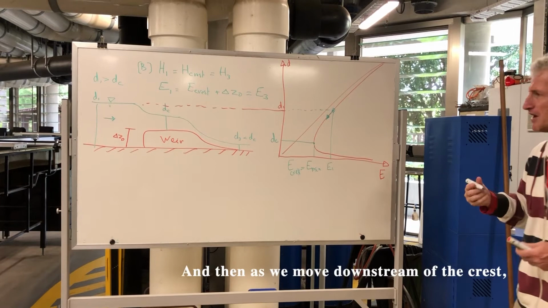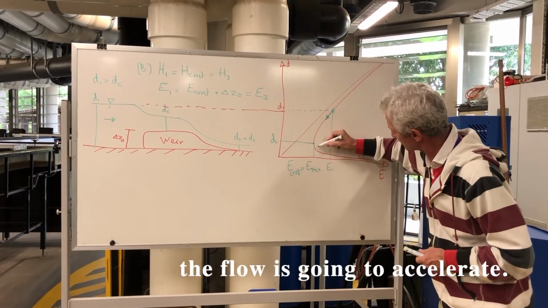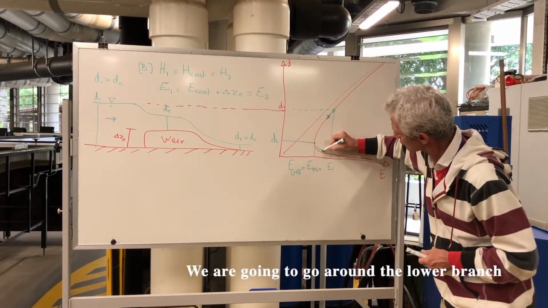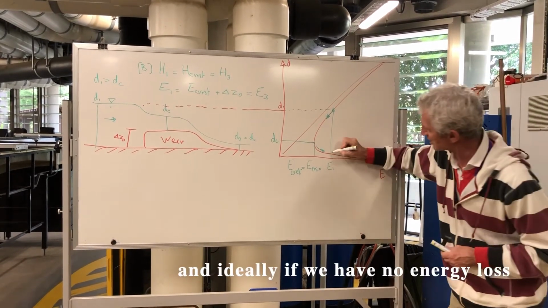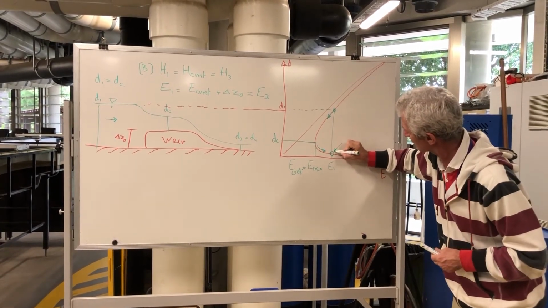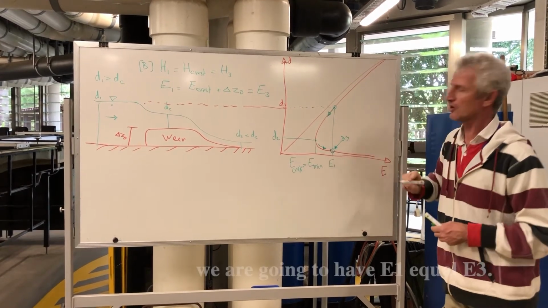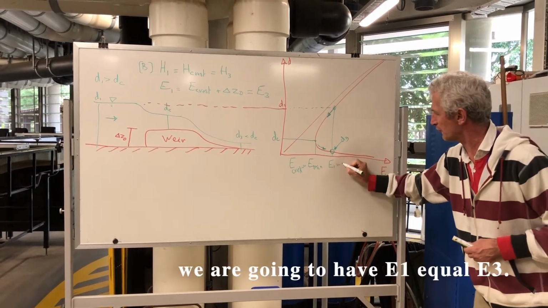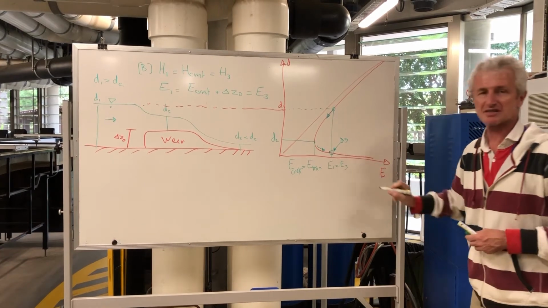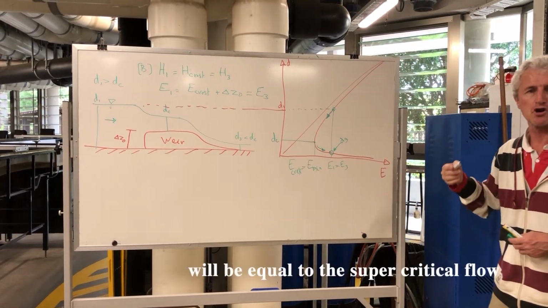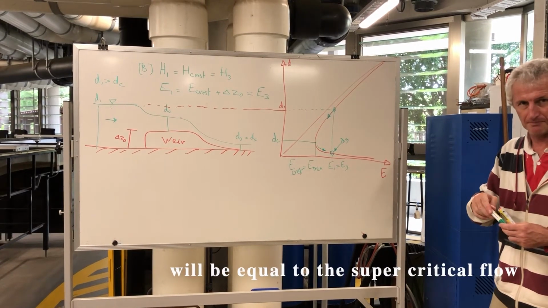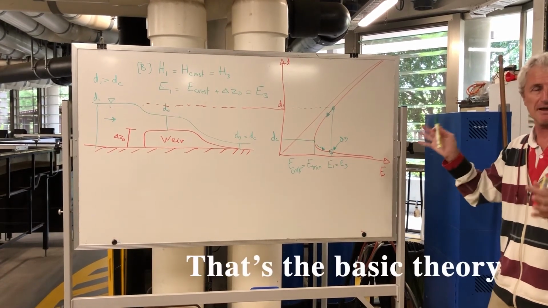And then as we move downstream of the crest, the flow is going to accelerate. We are going to go along the lower branch. And ideally, if we have no energy loss, we are going to have E1 equal E3. But this time, the water depth downstream of the weir will be the supercritical depth. That's the basic theory.